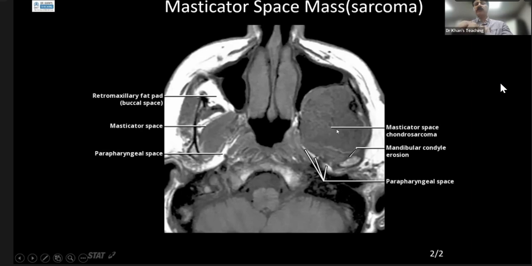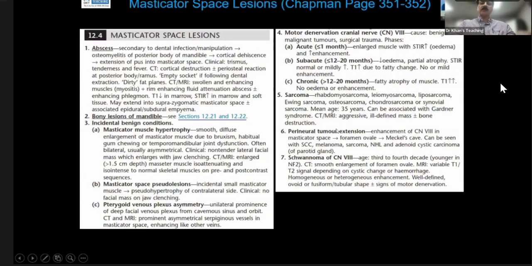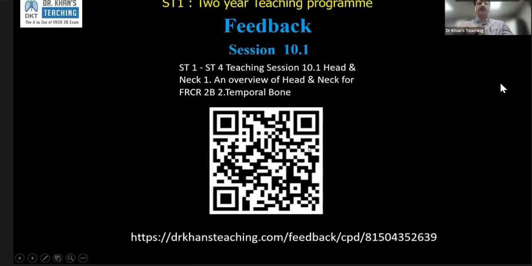What will be the next step? The next step will be that you will go into the differential diagnosis, whatever can happen in the masticator space. And because of the clinical context and the radiological features, you can make a final diagnosis. This is the concept which we are going to revisit again and again during this course. So this was a brief overview, and all of these things will be repeated in detail in subsequent sessions.